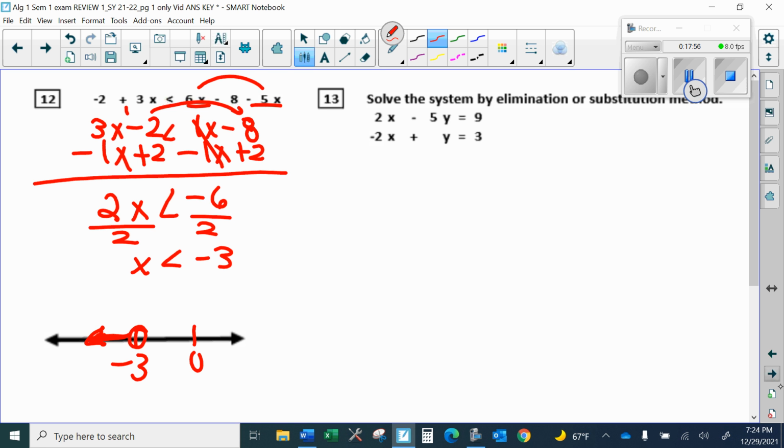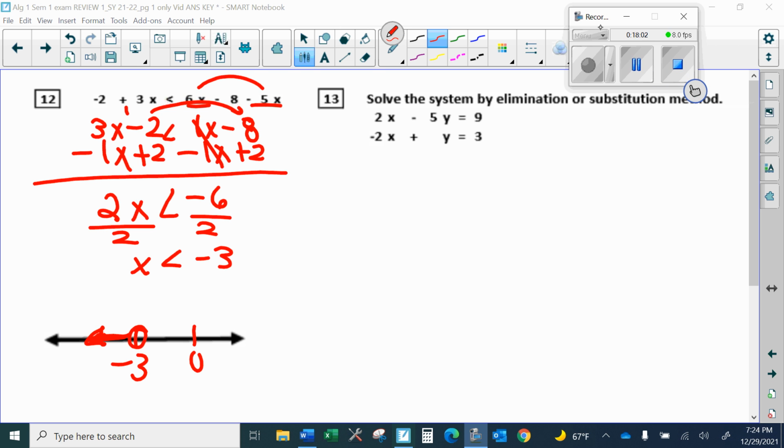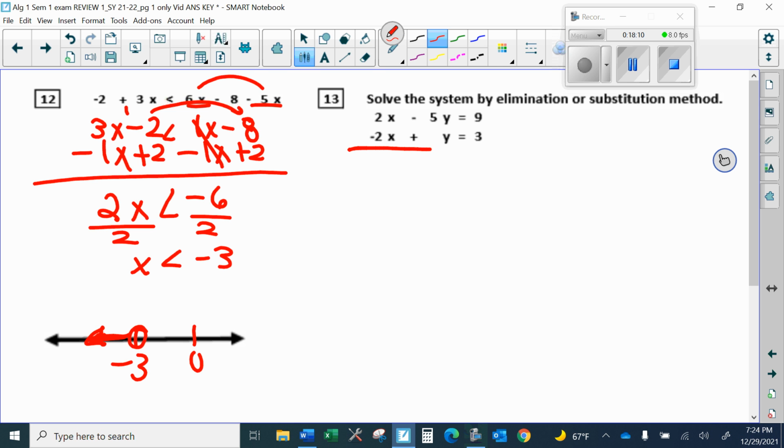All right, 13. So solve the systems by elimination or substitution, your choice. Okay. Well, what I want to ask myself, can I add straight down and eliminate either the x or the y? Yes. If I add straight down, 2x plus negative 2x is 0. It's gone. So now I just have negative 5 plus 1y.